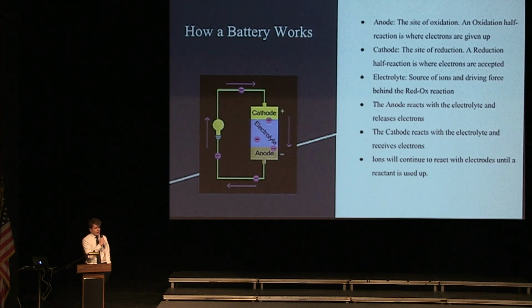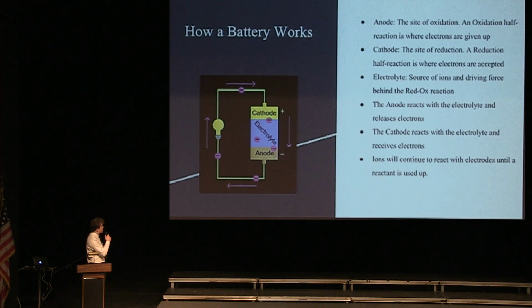There are three basic parts to the battery. There is the anode, which is the site of oxidation, or where electrons are given up. The cathode, which is the site of reduction, where the electrons are absorbed. And then the electrolyte, which is the source of ions that react with the electrodes to keep the reaction going.